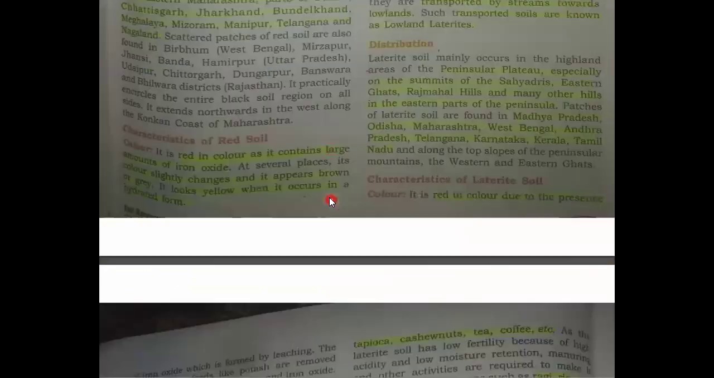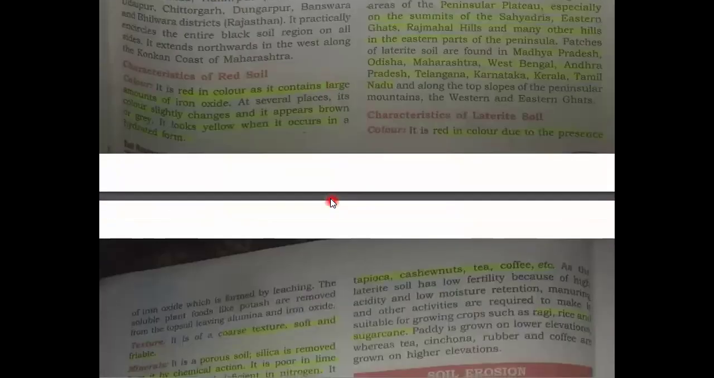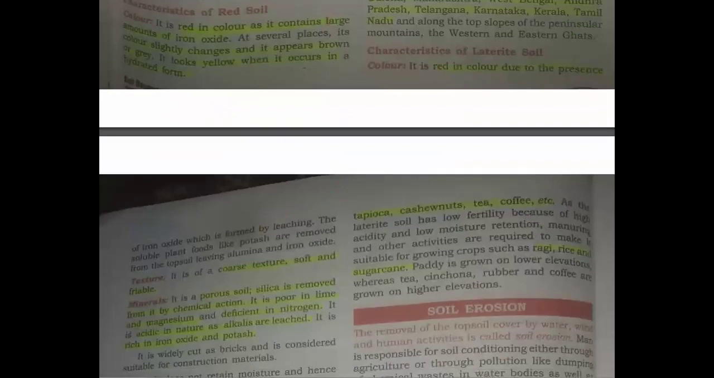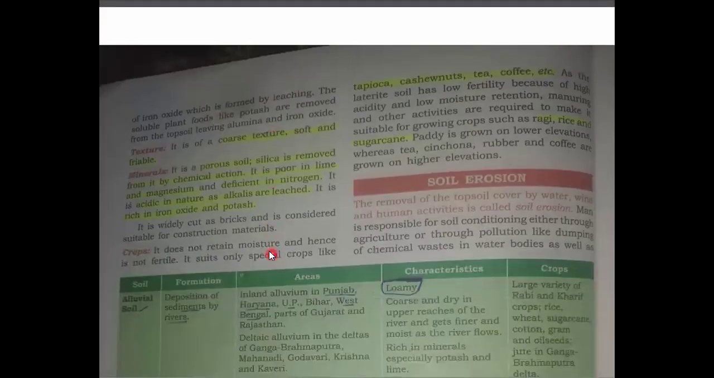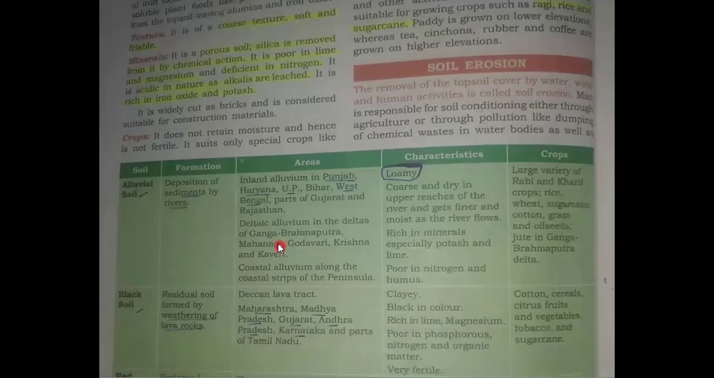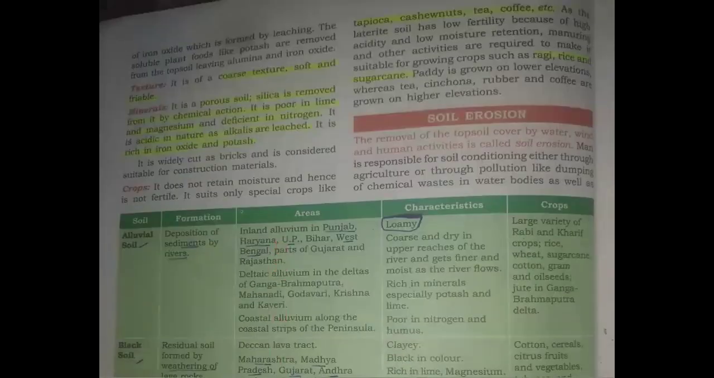Then color is a characteristic of laterite soil. It is red in color due to the presence of, let me guess, the iron oxide? Yeah, it is. Next page. Iron oxide, that's why it is red in color, like this color. Then we have texture: coarse-textured, soft, friable.